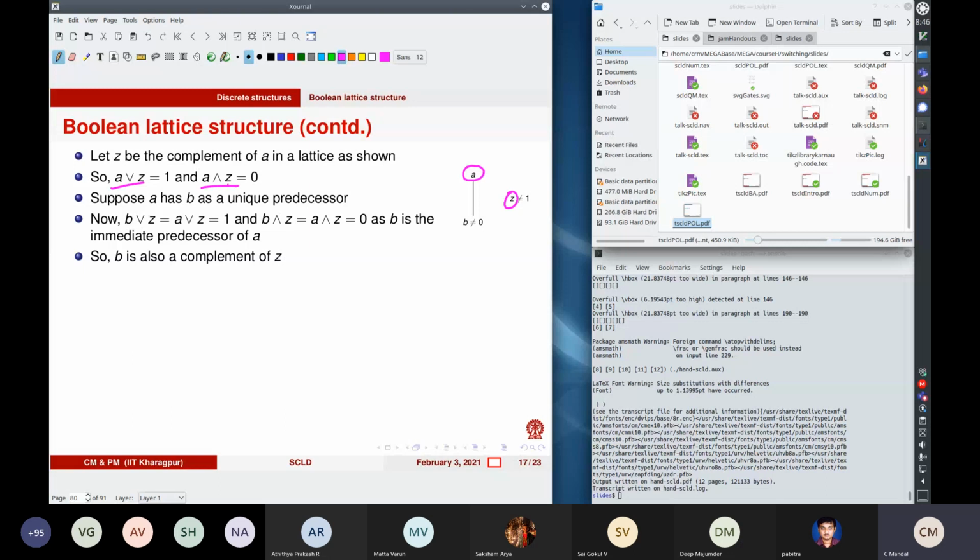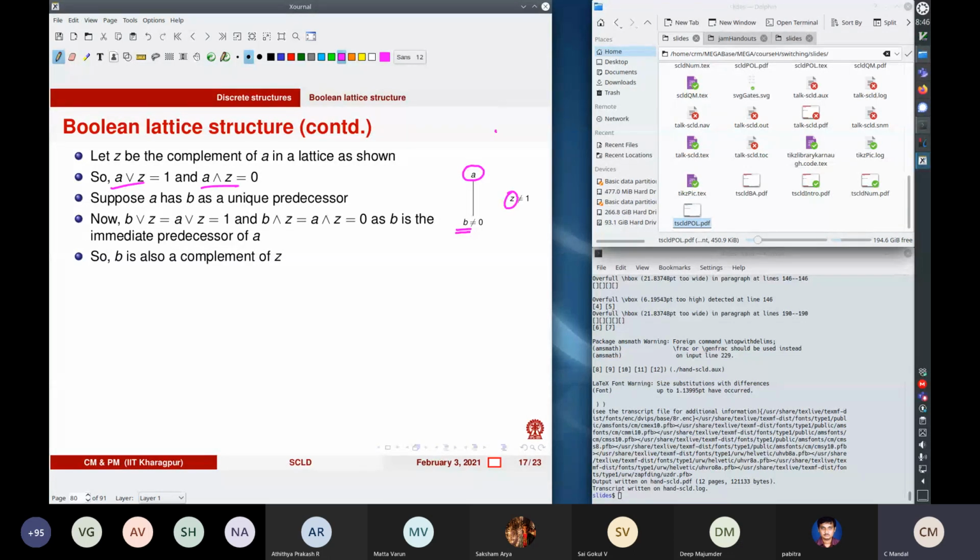Now suppose A has B as the unique predecessor, and we consider that B is not 0. So now just see the join of B and Z. The join of B and Z will be the same as the join of A and Z, from the structure.